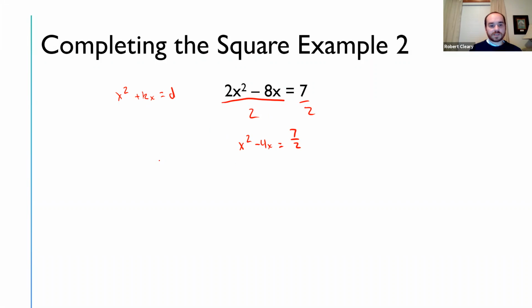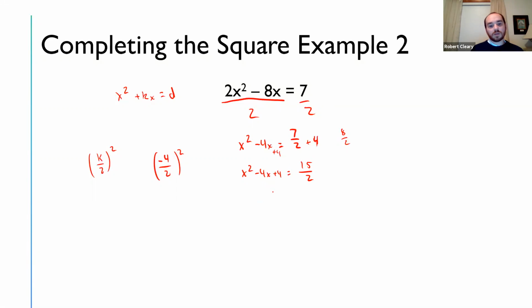Now what we want to do is take our negative 4, which is our k. Remember, it's k over 2 squared. Negative 4 divided by 2 is negative 2. Negative 2 squared is 4. So we want to add 4 to both sides. Now we are left with x squared minus 4x plus 4 equals, I'm going to leave this as an improper fraction, 4 as something divided into halves is 8 over 2. So we're going to add 8 over 2 to that, so we'll have 15 over 2. I know it's kind of a wonky step, but it'll make sense when we factor this.